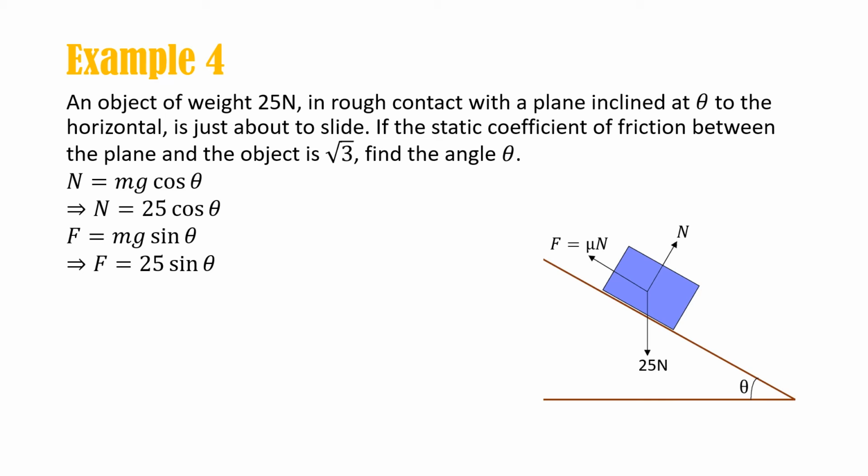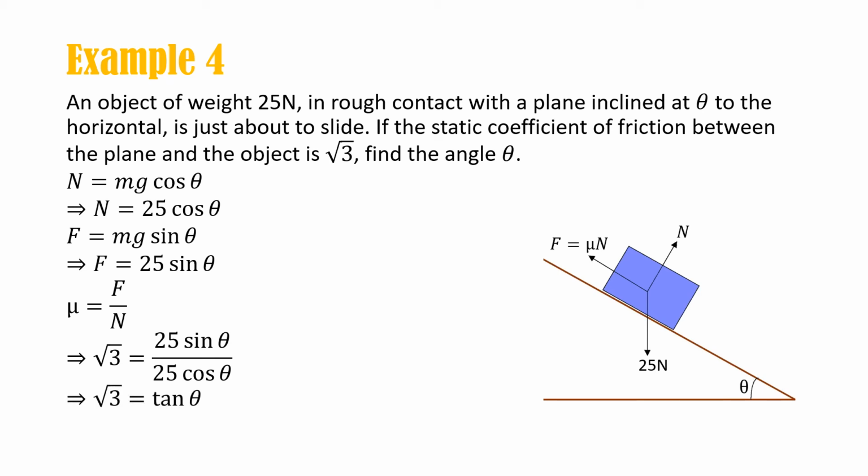But the other piece of information we've got is that F is mu times n, or mu is F over n. How's that helpful? Well, we've just worked out what F and n are. So our mu of √3 is going to be equal to F, 25 sine of theta, over n, 25 cos of theta. Well, those 25s are going to cancel each other out. We're left with sine over cos, and of course sine over cos is tan of theta. So therefore tan of theta must be √3. So to find theta, we're just going to do the inverse tan of √3. And that tells us that theta is going to be 60 degrees.